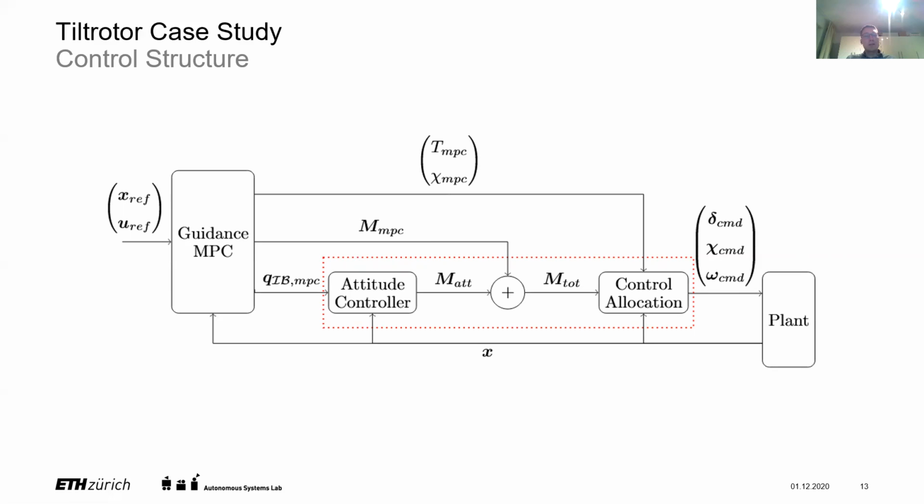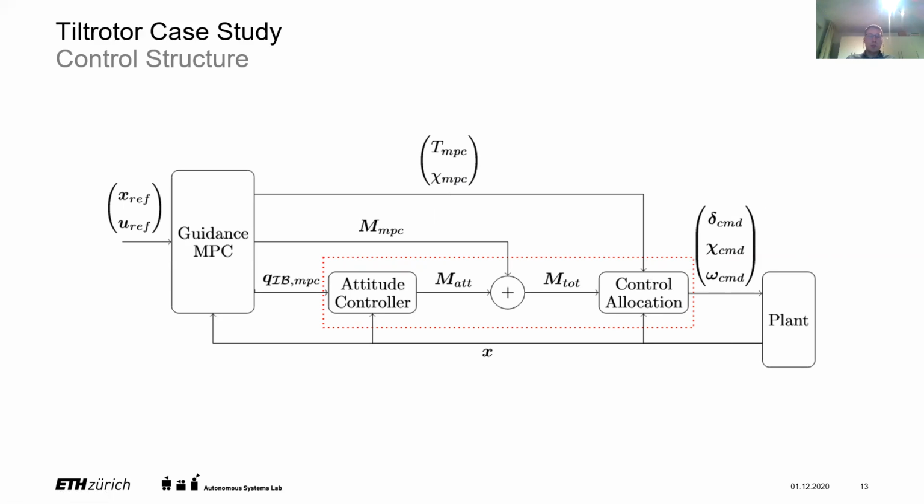Finally, as a last step, the commands from the MPC and the attitude controller are fed into the control allocation. And here they are then mapped to the actual actuator commands. So namely, we have the control surface deflections, the tilt angles, and the rotor speeds.